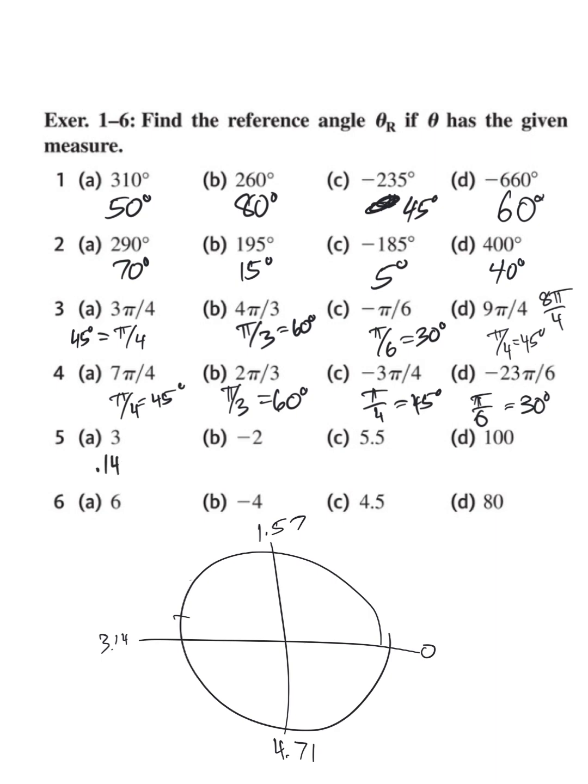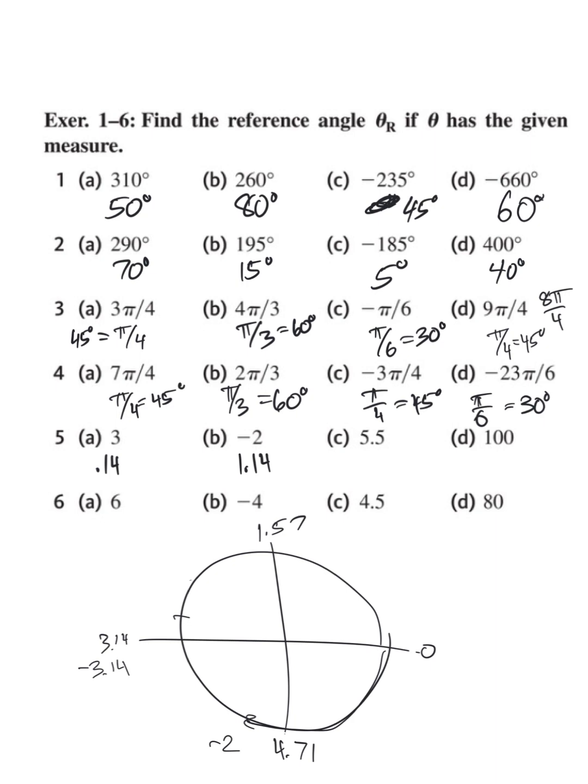Negative 2, so if we were to go positive, 1.57 is at the 90 degree mark. So if we go negative, we're going to go past this 4.7 mark. So this way to negative 2, and what do we have left to get to negative 3.14? Well, that'd be negative 1.14. So 1.14 references are positive.